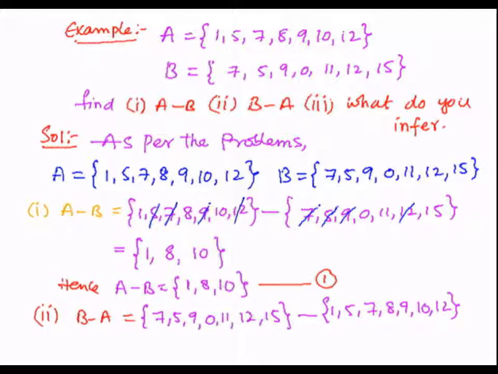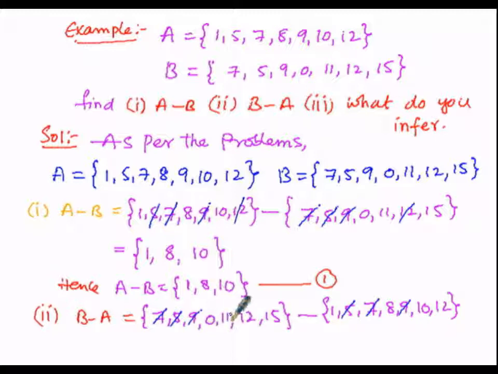The common elements are 7 and 5, which are common to both sets, so 7 and 5 are removed or cancelled. Similarly 9 is present in set B and 9 is also present in set A, so it gets cancelled. 0 is an element of set B, but it is not an element of set A. Therefore it should not get cancelled.